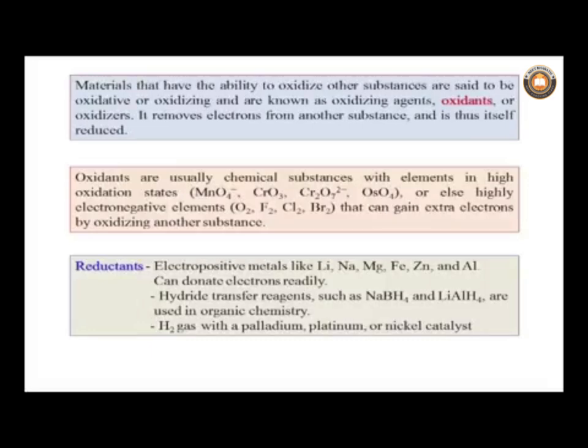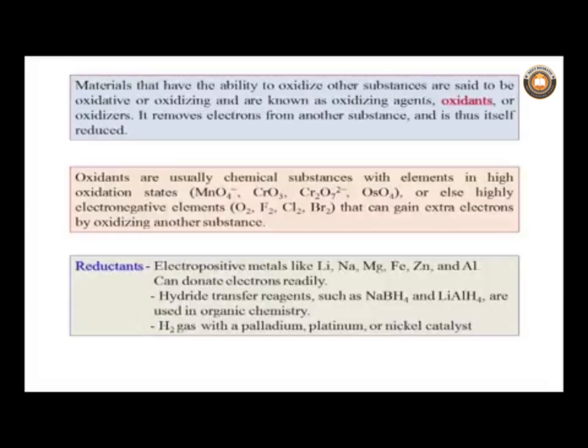So, what does it do? Basically, it removes electrons from the other system or the other substance. When it gets the electron, that oxidant is itself reduced. So, thus it itself is reduced. If we look at some examples of oxidants, you should also know them characteristically, because in our next class we will see them.